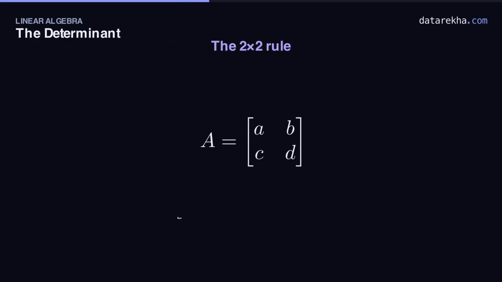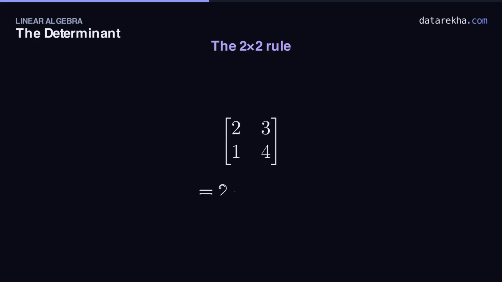Enough pictures. Let's compute. For a 2 by 2 matrix, the rule is beautifully short. Multiply the main diagonal, a times d. Multiply the other diagonal, b times c. Subtract: main diagonal product minus off diagonal product, ad minus bc. That is the whole formula, and it is worth knowing cold.